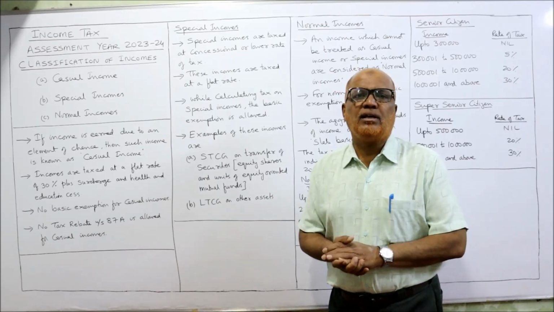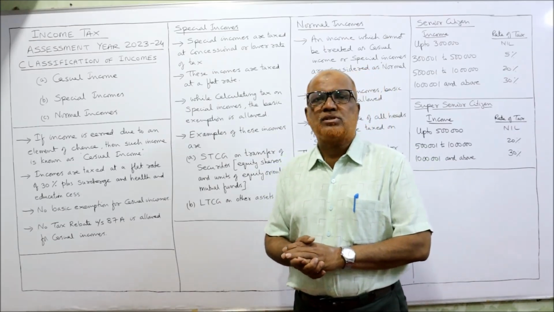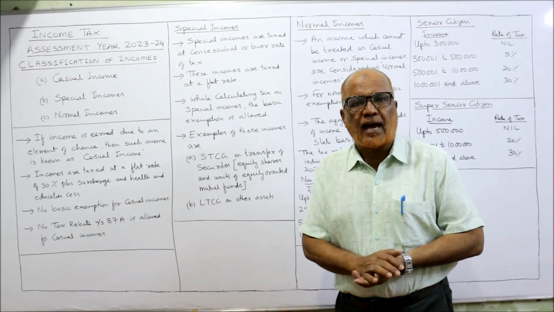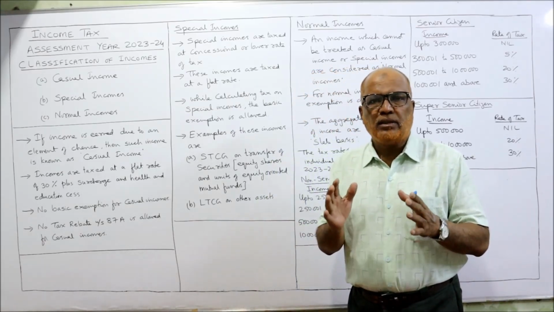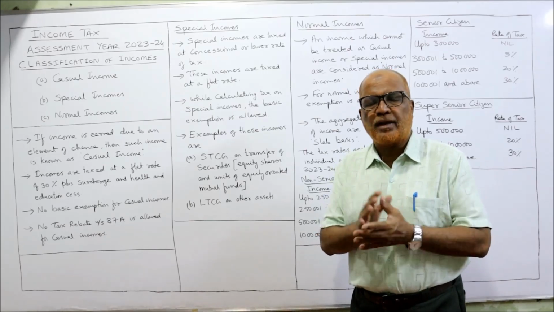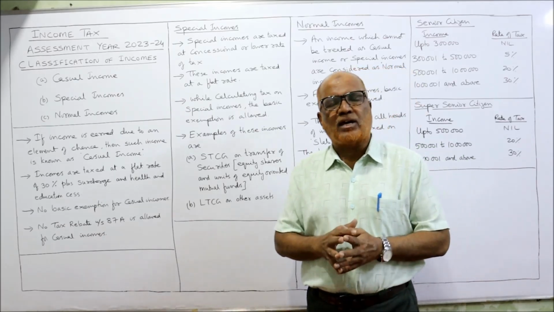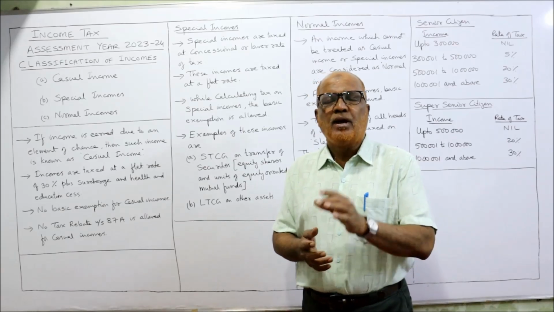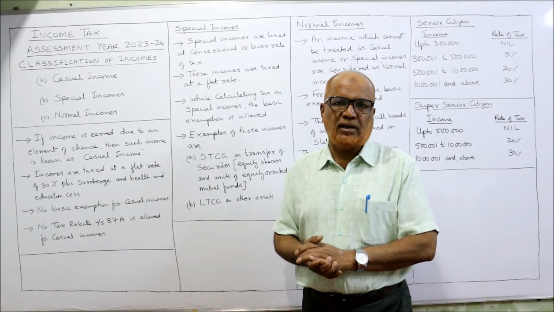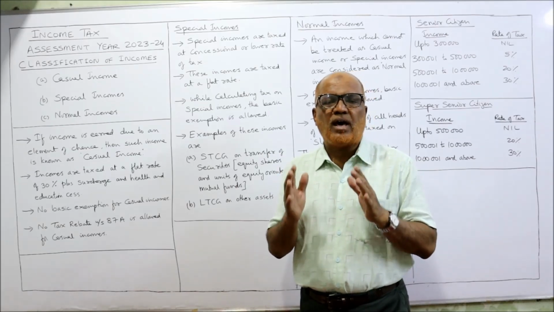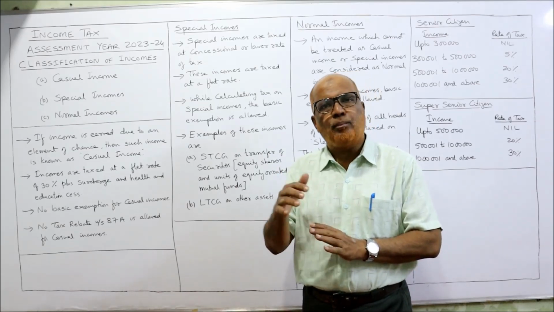So for our convenience, we classify the incomes into three categories. That is casual income, special income and normal income. So in this video, I'm going to explain in detail the meaning of casual income, special income, normal income and what are the rates of tax applied on those types of incomes. And this knowledge is very much necessary while computing the problem.